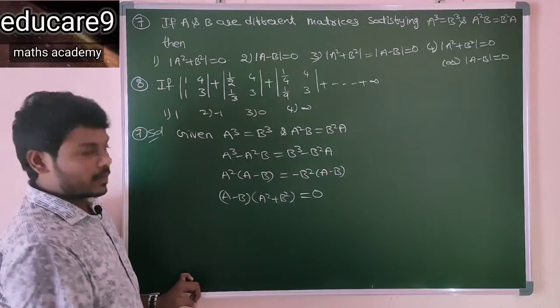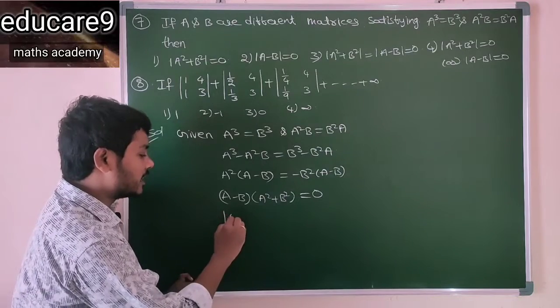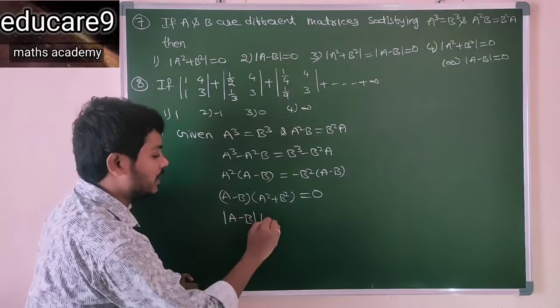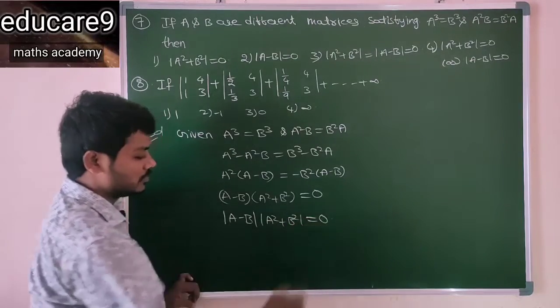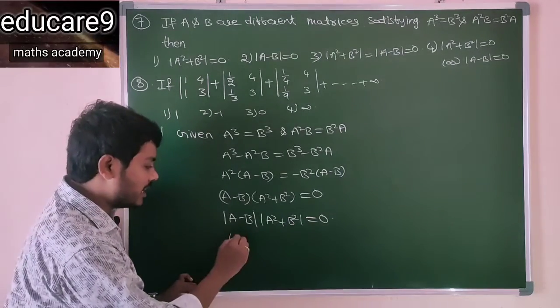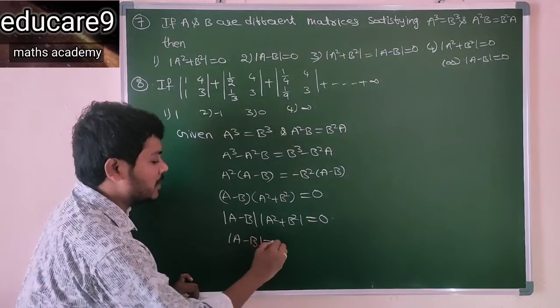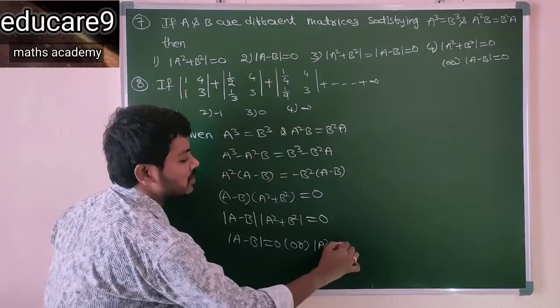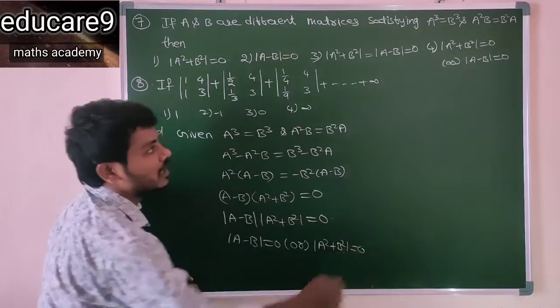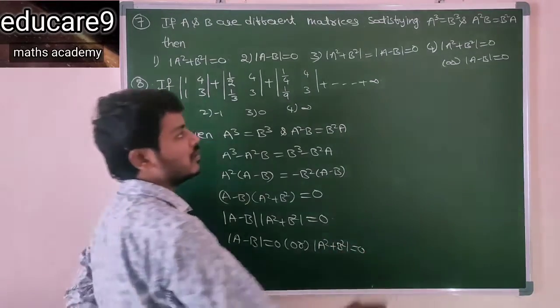So take the determinant on both sides. That is determinant of (A minus B) into determinant of (A square plus B square) equals 0. So clearly either determinant of A minus B equals 0 or determinant of A square plus B square equals 0. So clearly option 4.